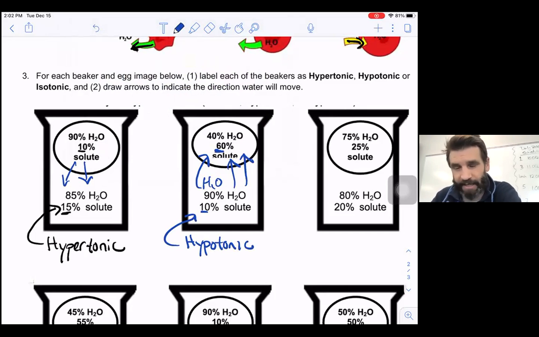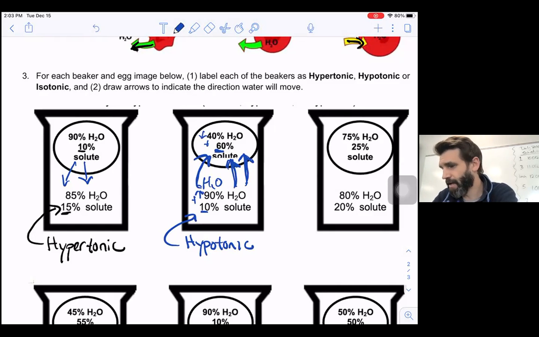Another way to think about this is the solute plus the water has to equal 100%, right? So 90% plus 10% is 100%, just like 40% plus 60% is 100%. And you could think here we have high water versus low water. So you could think of water kind of flowing downhill from high to low.